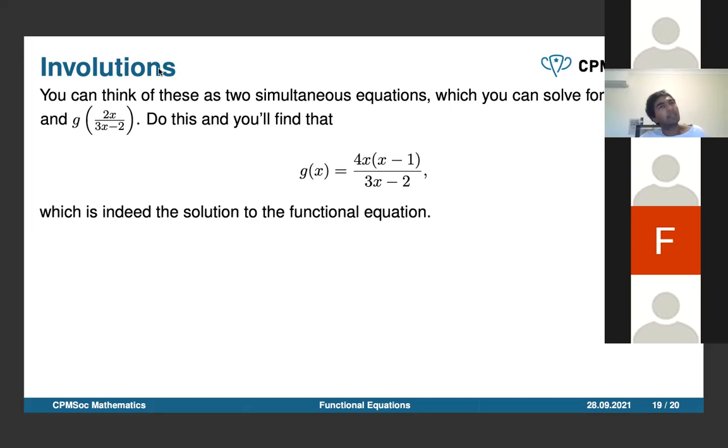Then you can simultaneously solve lots of equations with lots of variables and isolate x. Here we are lucky because substituting 2x over 3x minus 2 is an involution itself. But in other cases, you may have to apply the function to itself many times to get back x. For example, if you apply f 3 times to x you might get x, or it might take 4 times or 5 times. So this is a more special example.